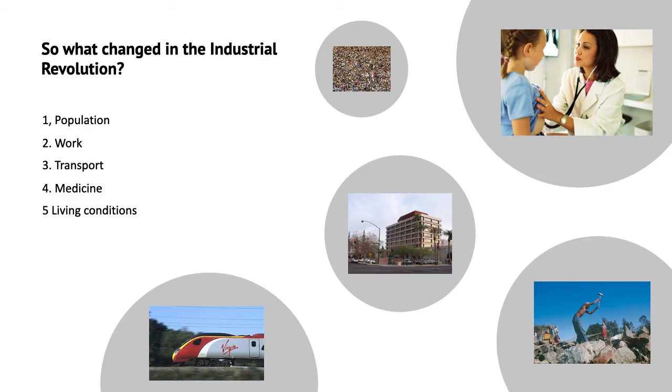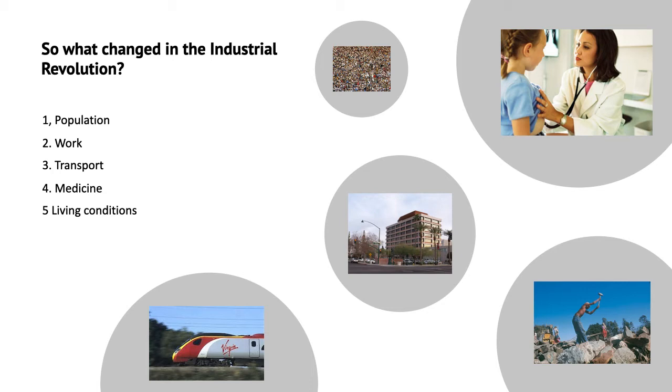Let's start with task 1 then. So we're going to look at the changes in 5 areas. We're going to look at the amount of population, we're going to look at work, we're going to look at transport, we're going to look at medicine, and we're going to look at living conditions.